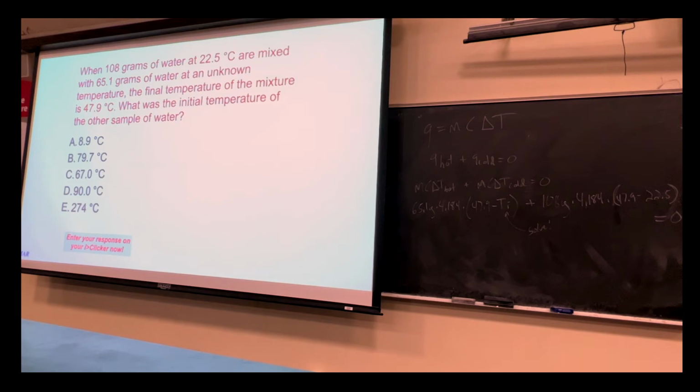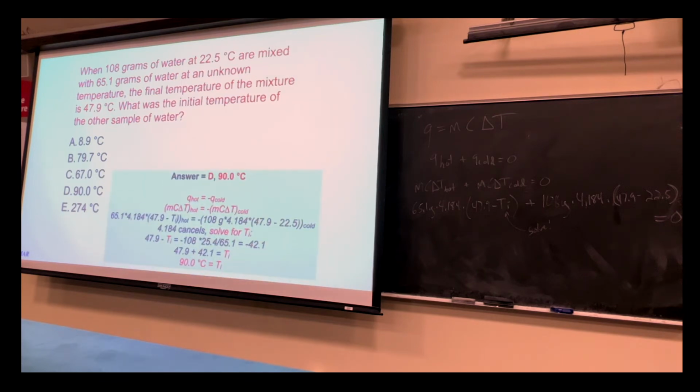You can also distribute a property whichever way you want. So here's the kind of boring math. In this problem, I set it up Q hot equals minus Q cold. That's fine too, doesn't matter. MC delta T hot equals minus MC delta T cold. So I just put this on the other side already.